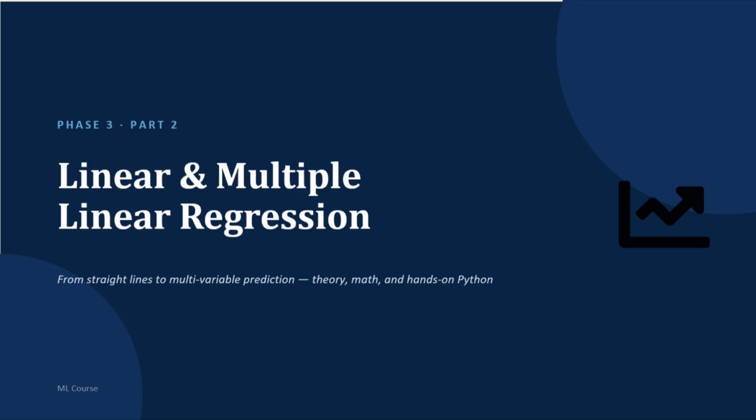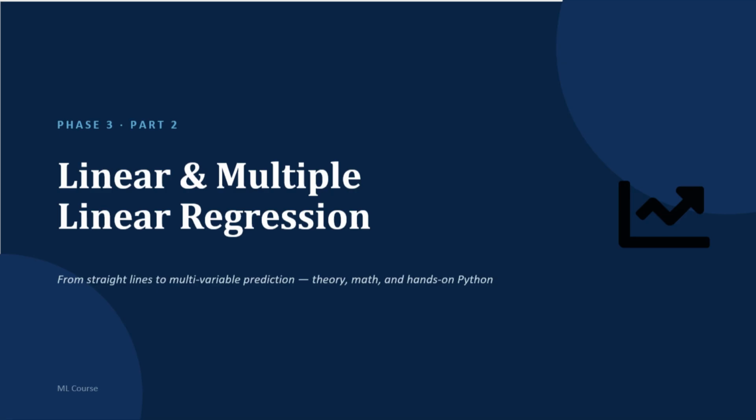In the previous video, we introduced regression and learned what it is, where it's used, and how it differs from classification. Today, we're moving one step further by learning the most fundamental regression algorithm, linear regression. We'll also briefly discuss multiple linear regression because it's simply an extension of the same concept. In this lecture, we'll understand the intuition, the mathematics behind the algorithm, the assumptions we need to satisfy, and then we'll implement everything in Python.